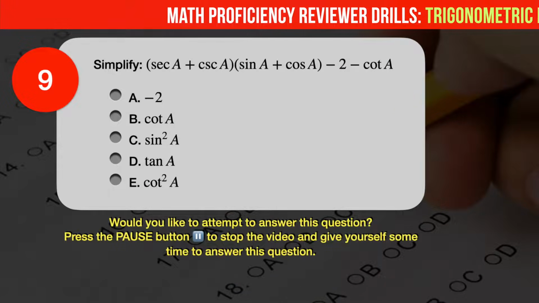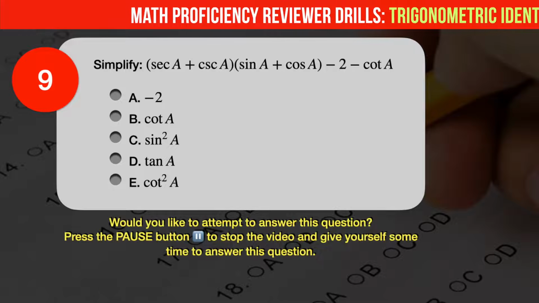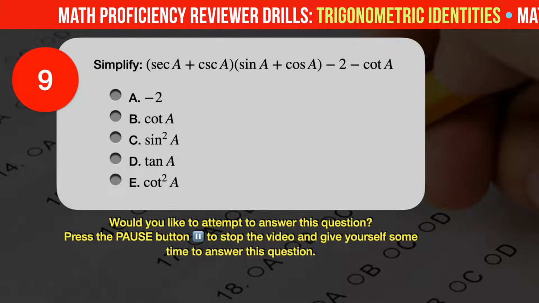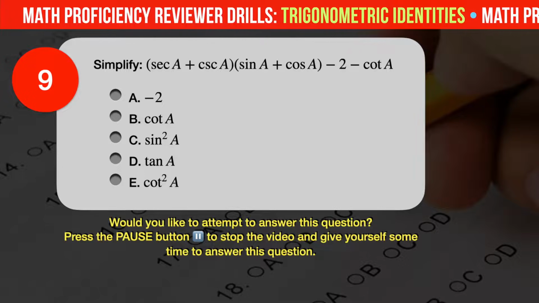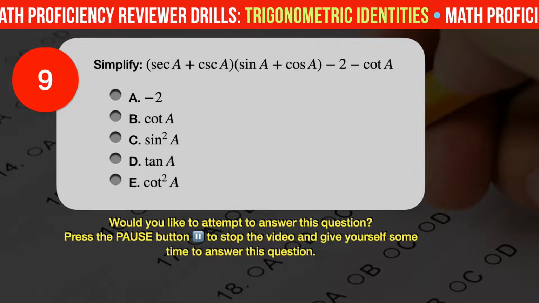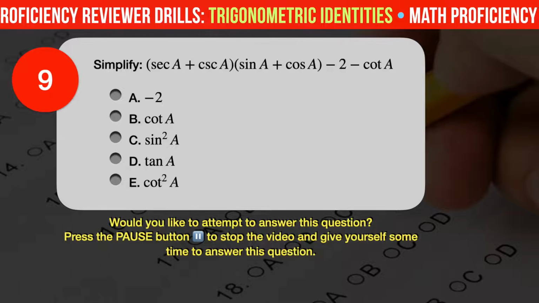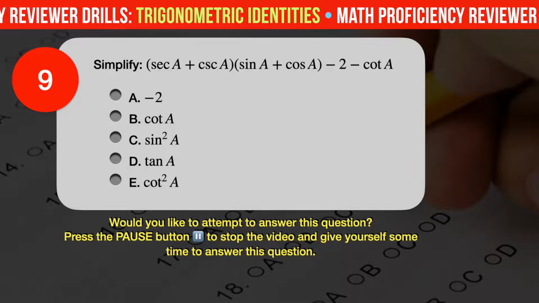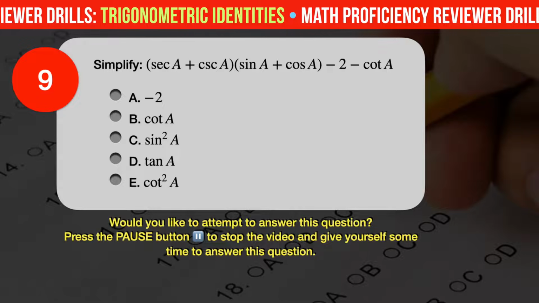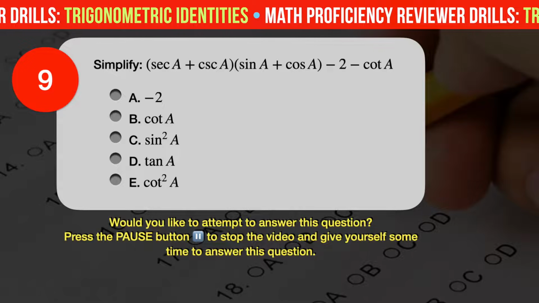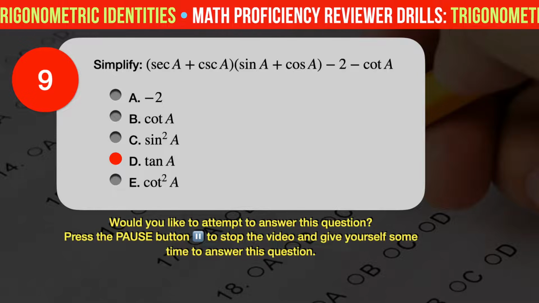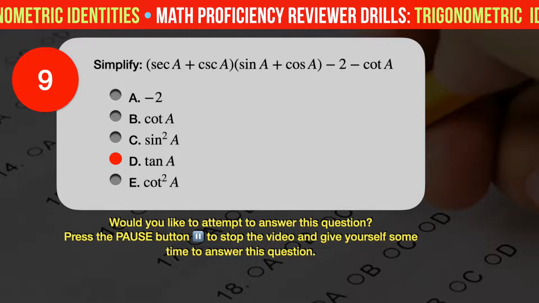Drill question number 9. Simplify the quantity secant A plus cosecant A times the quantity sine A plus cosine A minus 2. A. Cotangent A minus 2, B. Cotangent A, C. Sine squared A, D. Tangent A, E. Cotangent squared A. The correct answer is D. Tangent A. Does this long expression intimidate you?